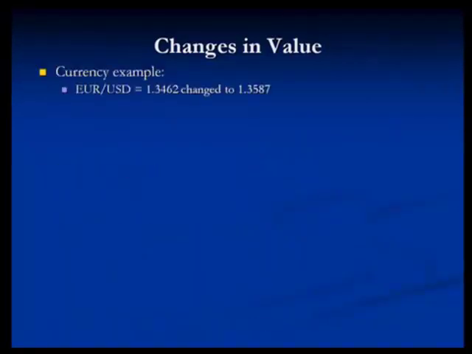Let's look at this particular currency exchange rate example, where we have the euro dollar at 1.3462 and it changed to 1.3587. Now again, what does that mean? The euro is the base currency and the dollar is the quotation currency. So that 1.3462 is $1.3462 per euro. And so the price of the euro has gone from 1.3462 to 1.3587.